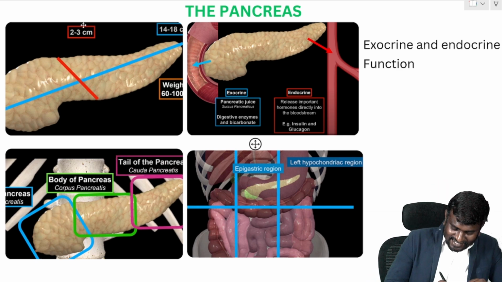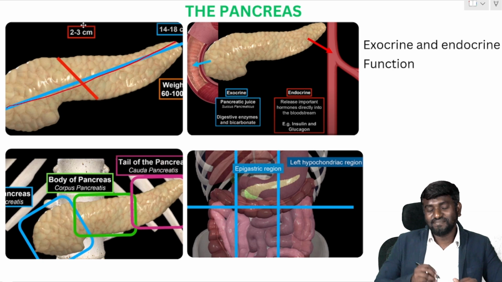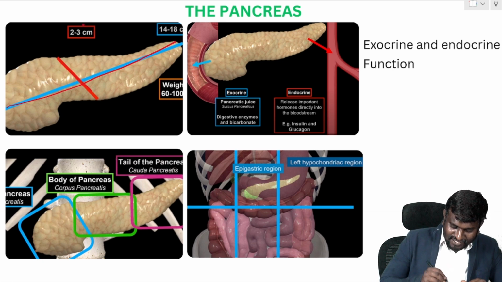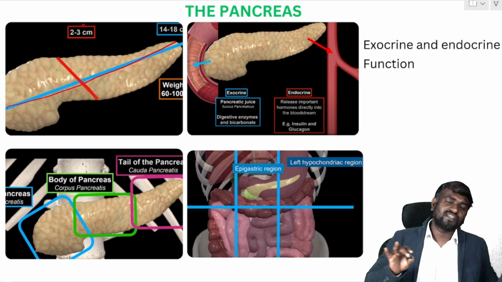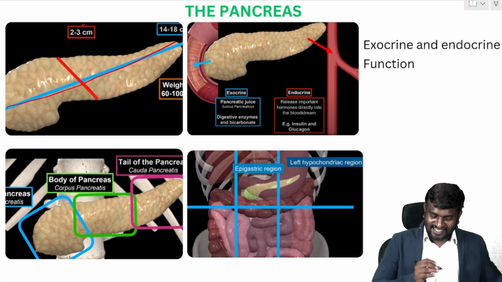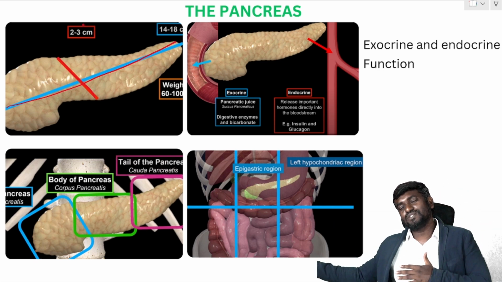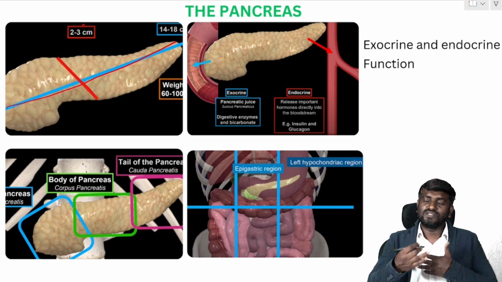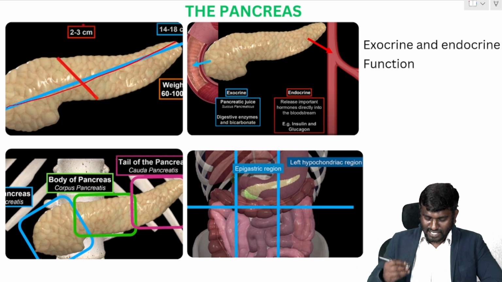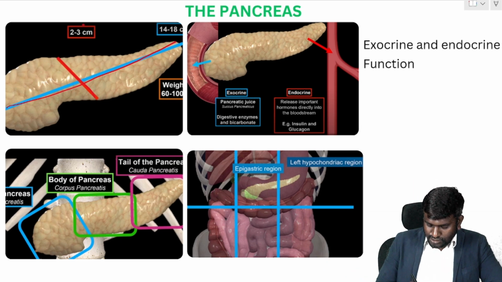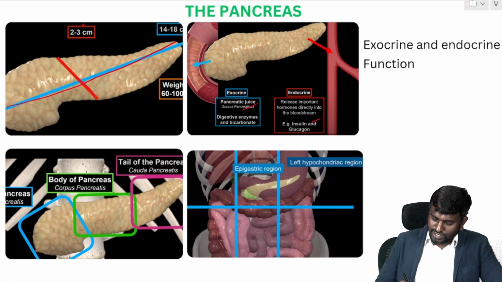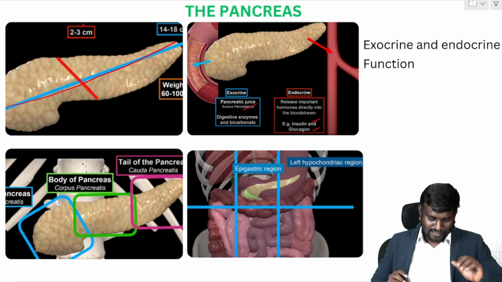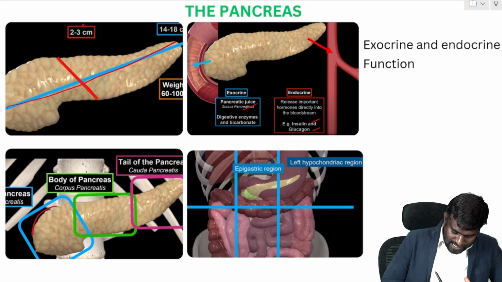Now, the pancreas is going to be 14 to 18 centimeters in length, and the width is going to be 2 to 3 centimeters. We all know from childhood that the pancreas has an endocrine function and also an exocrine function. The exocrine function is about the digestive enzymes, which is also about the pancreatic juices. The endocrine function is about insulin and glucagon. Good. Now, studying the anatomy of the pancreas.